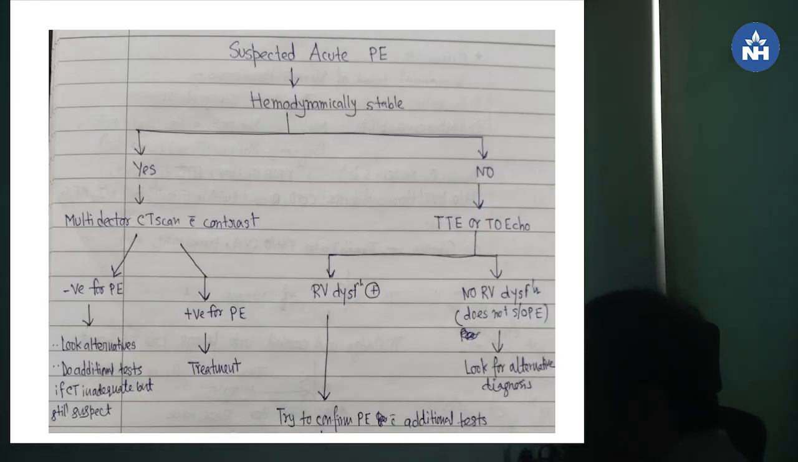Another approach to acute pulmonary embolism according to patient condition. If it is hemodynamically stable, then we can go for CT scan, and if it is negative for pulmonary embolism, we have to look for alternatives. If it is positive, then we have to treat. If hemodynamically not stable, then we have to do bedside echo or transesophageal echo, and see if right ventricular dysfunction is present or not. If it is present, we have to confirm pulmonary embolism with an additional test. If it is not present, then look for an alternative diagnosis.